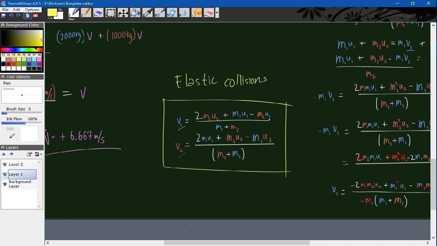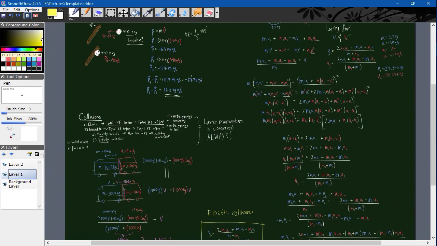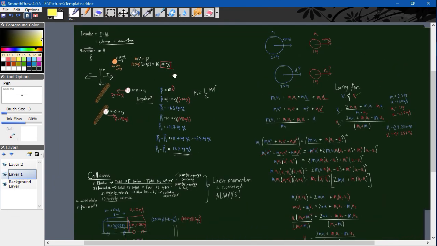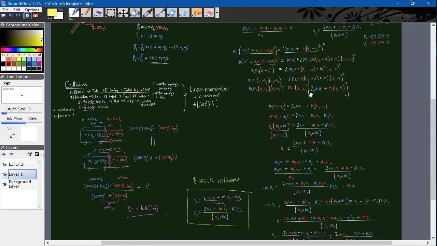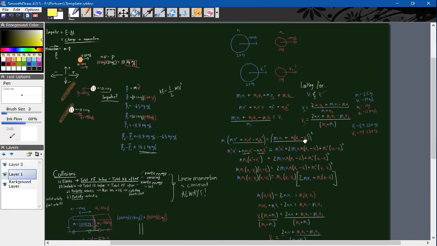Okay, and oh, what's the time? I wonder how long we have been doing this. Okay, after an hour of discussing some collision impulse, some momentum and collisions, we are finally done, just right as we were about to run out of board.